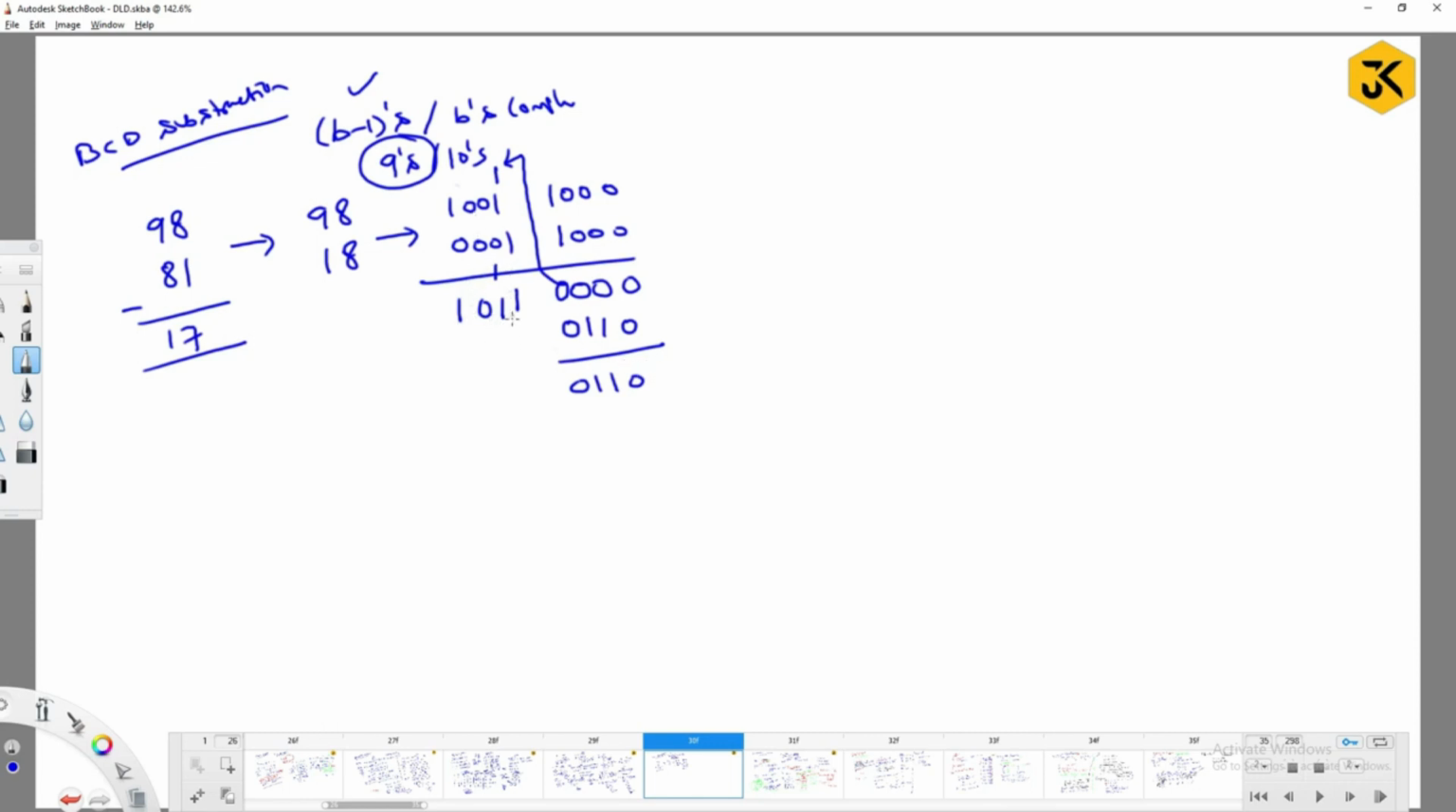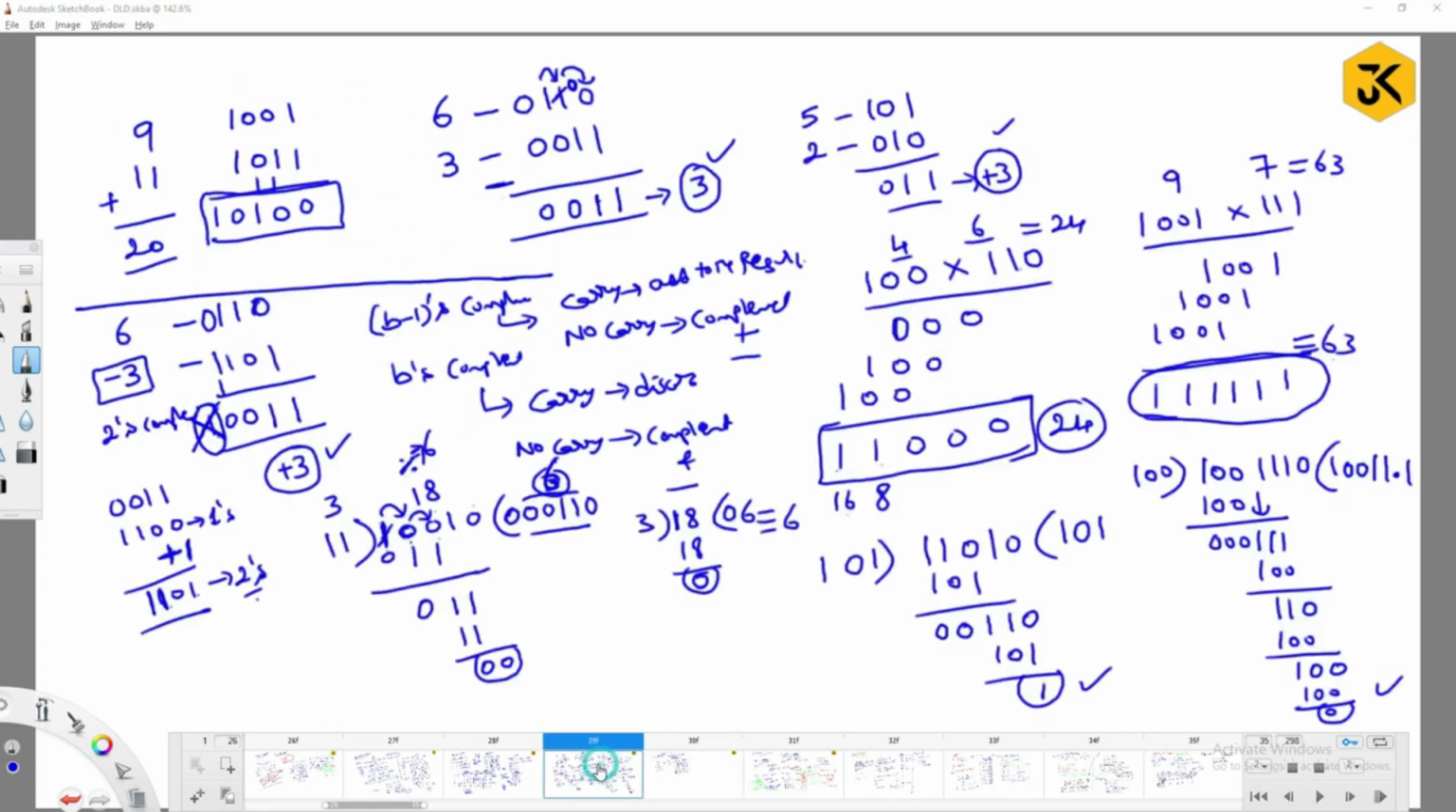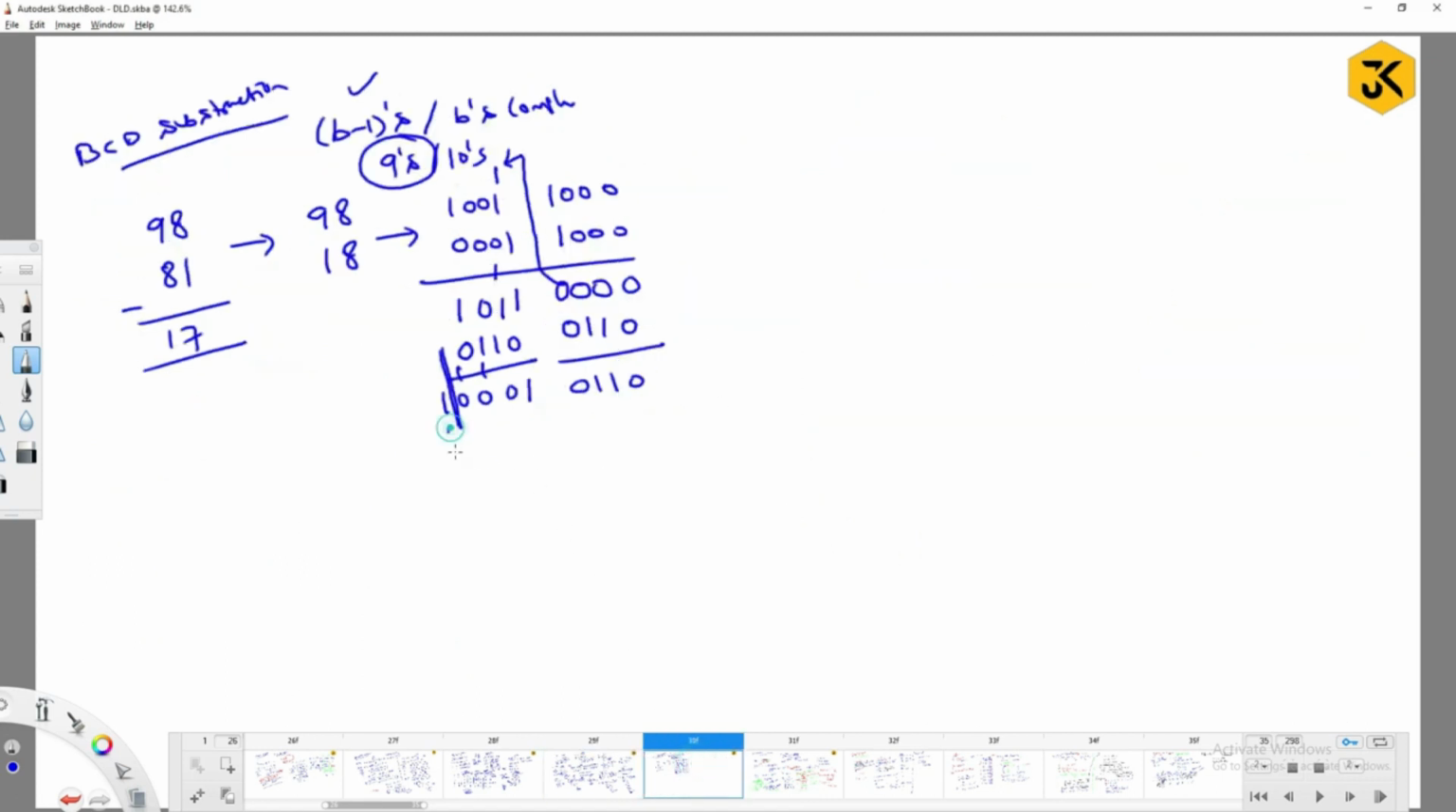In BCD addition, is 1011 a valid one? No, it is invalid. So when it is invalid, you have to add 6. Now a carry is generated. In b minus 1's complement, when the carry is generated, what you have to do? You have to add it to the result. So you are going to get 0111 0001. So I think this is 1, this is 7. This way you are going to perform BCD subtraction.